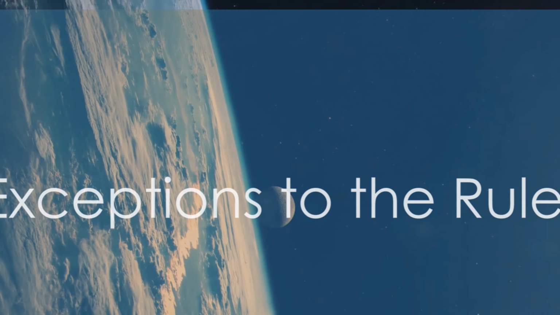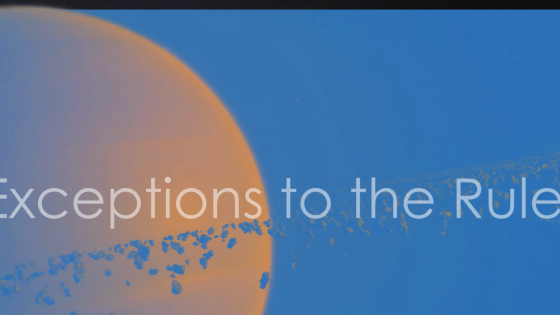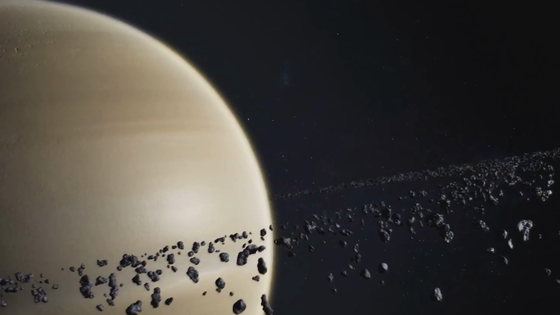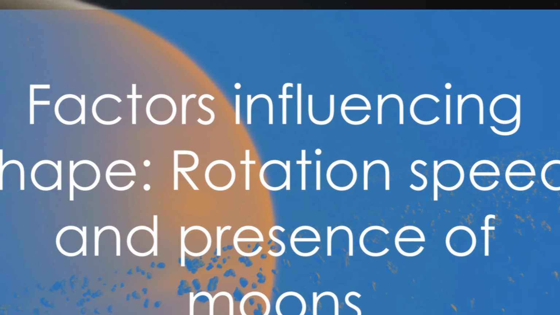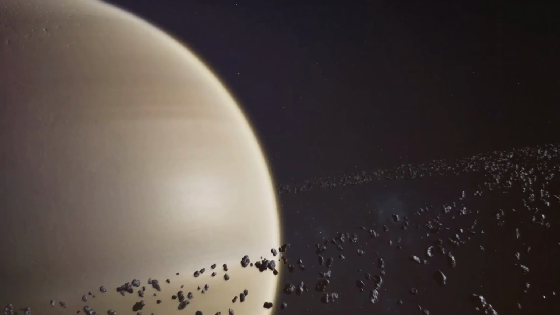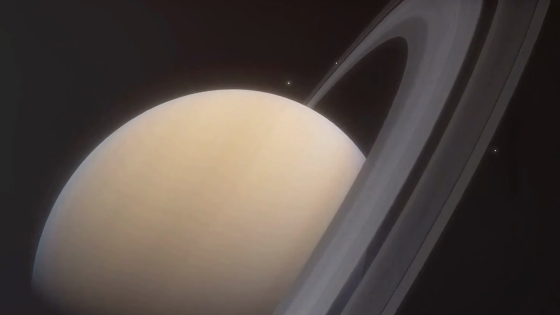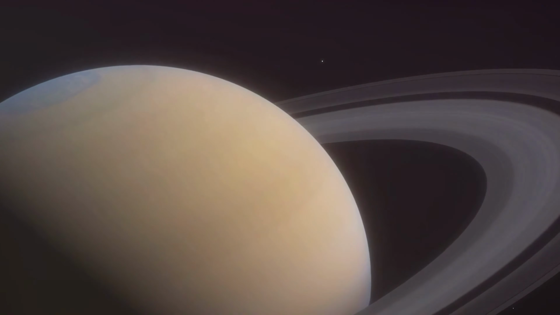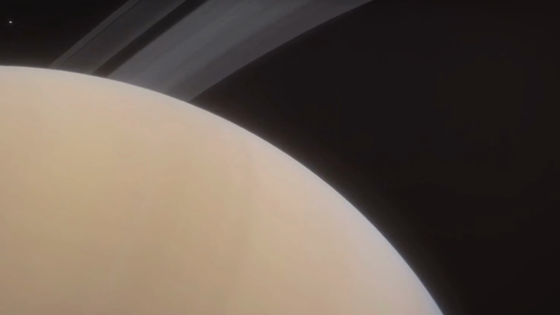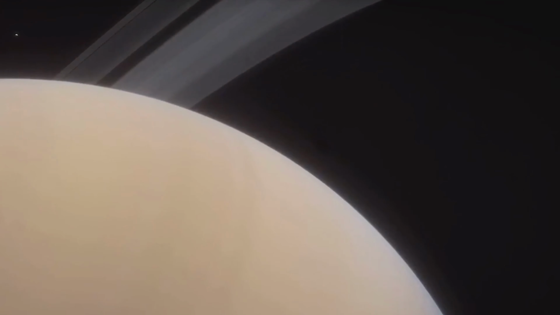This might come as a surprise, but not all celestial bodies are perfect spheres. Certain factors like rotation speed and the presence of moons can influence a planet's shape. Take Saturn, for instance. It's not a perfect sphere. Why, you ask? Well, it's primarily because of its rapid rotation. Saturn spins so quickly that it bulges at its equator and flattens at its poles, giving it an oblate shape.